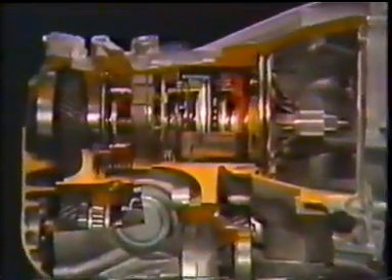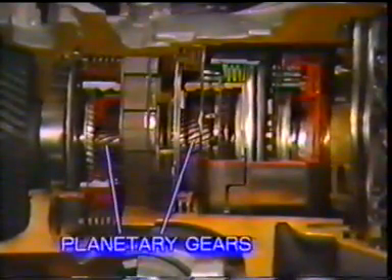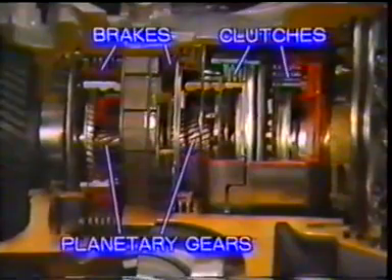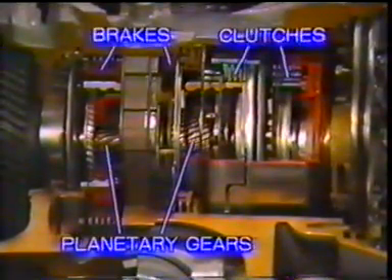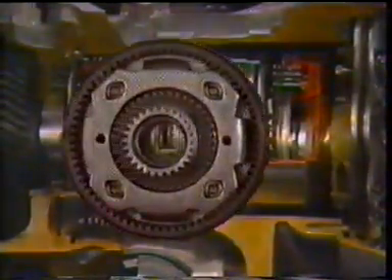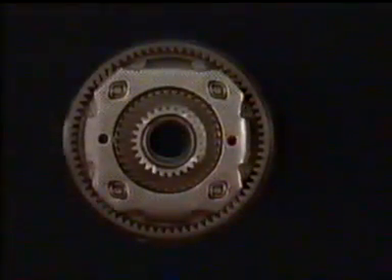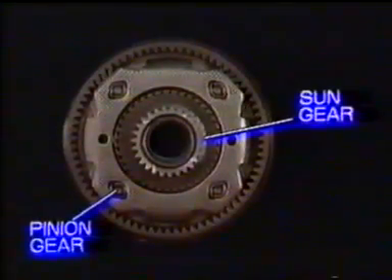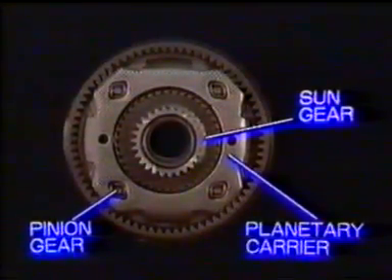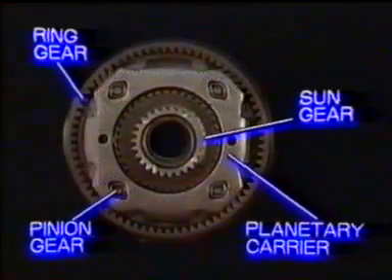We will now proceed to the planetary gear unit. The planetary gear unit consists mainly of several sets of planetary gears and several clutches and brakes. A planetary gear set consists of a sun gear, pinion gears, a planetary carrier that connects the pinion gears, and a ring gear.